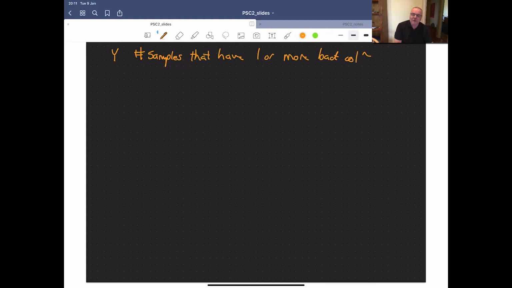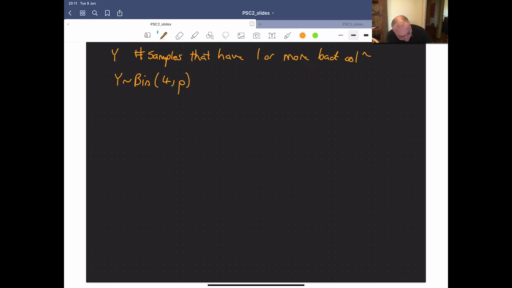So each of these, we take them and we look and say, do you have bacteria or not? And so we can say that y is going to be binomial. Each sample can be a trial, so we've got 4, and we're going to have some probability of success. Now, success in this case would be we have one or more bacterial colonies, and failure would be that there's no bacteria in there. Okay, so now we need to work out what p is going to be.